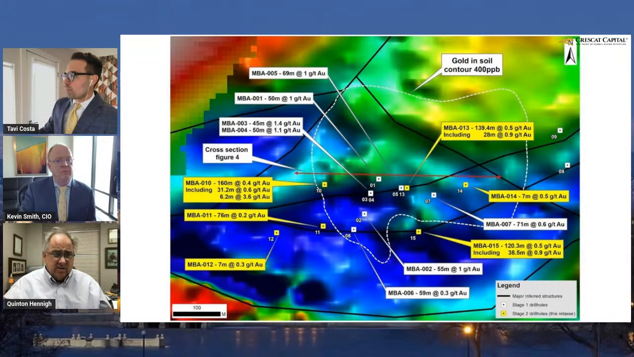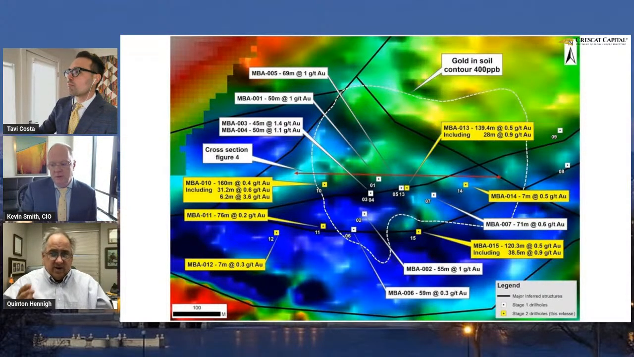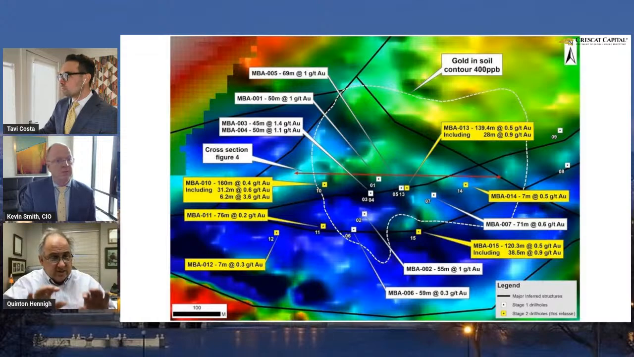But you can see here they got some pretty good results. They got 160 meters of 0.4 grams, within that 31.2 meters of 0.6 grams. That's in MBA 10 over here towards the left. And then over here, you've got hole 13: 139 meters of 0.5 grams, including a 28-meter stretch of 0.9 grams. And then you have hole 15 down there in the lower right: 120 meters of 0.5 grams, includes 39 meters of 0.9 grams.